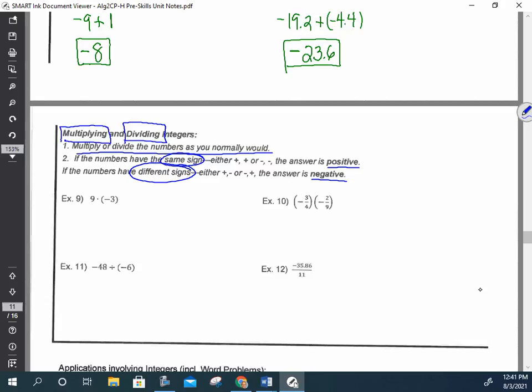Be careful. Sometimes some students will mess up these rules and mistake them for adding, subtracting, etc. Multiplying and dividing follows these rules, so just be careful.